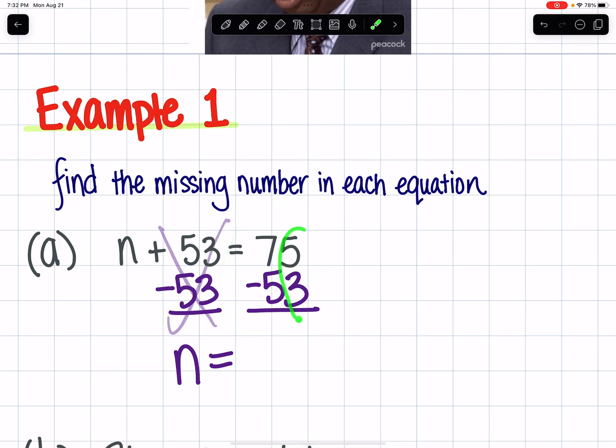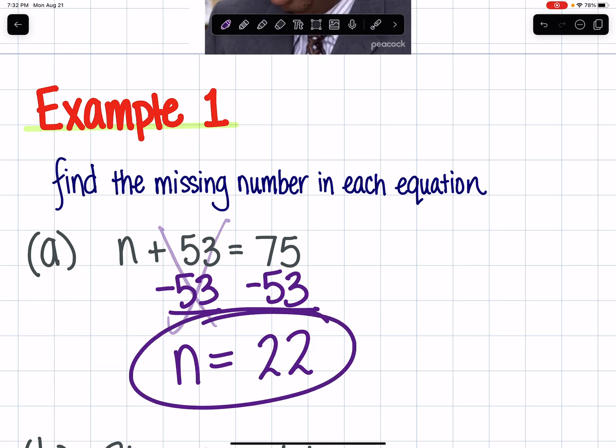And I do that in the ones place first. 5 minus 3 is 2. And then I do it in the tens place. 7 minus 5, and I'm going to get another 2. And then the answer is n equals 22. Easy peasy, right?